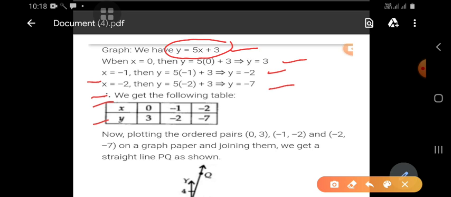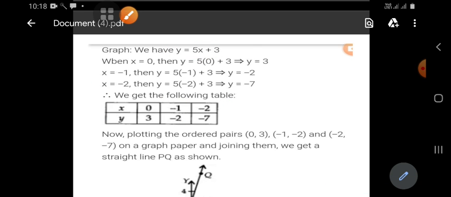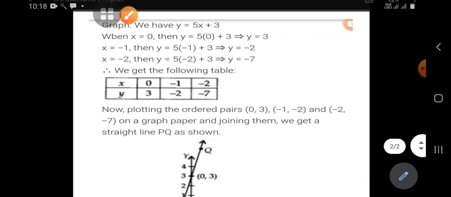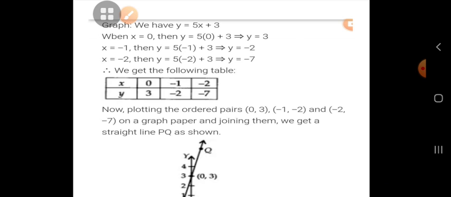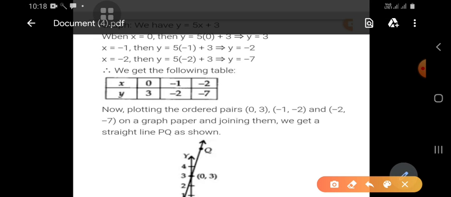For x is 0, y is equal to 3. Look at here, first value. Next when we put x minus 1, then we get minus 1 and minus 2. If x is equal to minus 2, then we get minus 2 and y is equal to minus 7. So these are the values we got. Now these are working as coordinates: 0, 3; minus 1, minus 2; minus 2, minus 7. We will put them as coordinates and we will draw the line.